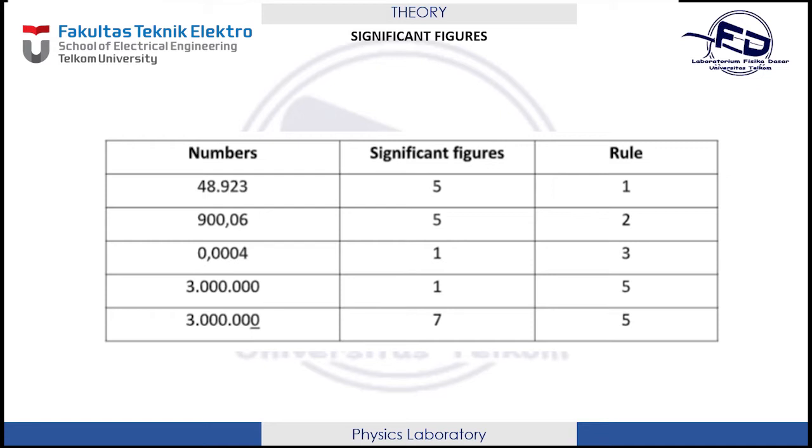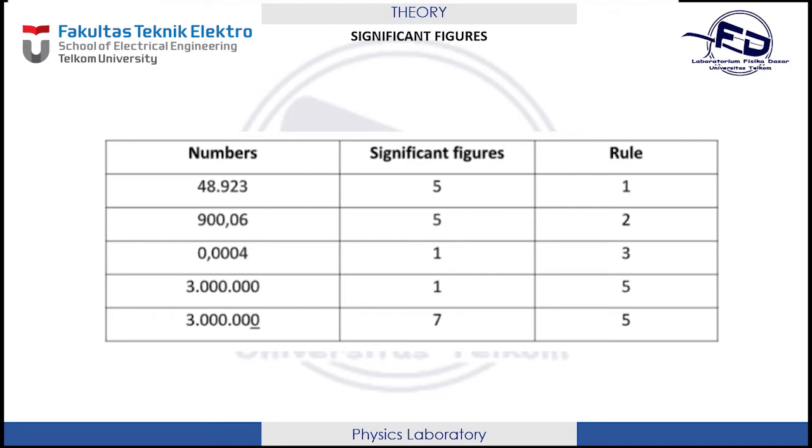Third example, 0.0004 only contains 1 significant figure. As from the third rule, leading zeros are never significant, so all of the zeros here are not significant.